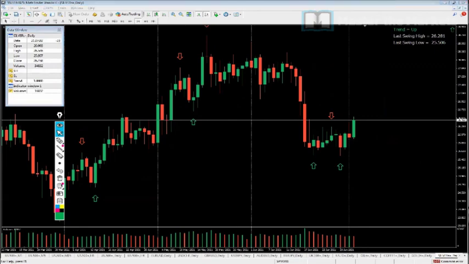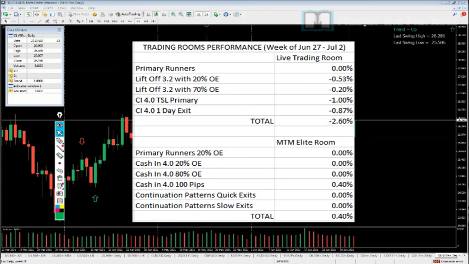Let's pull up the trade performance for this past week. Here we go. No trade for the primary runners in the live trading room. Liftoff 3.2 with 20% OE, a slight loss, negative 0.53%. Liftoff 70% OE, negative 0.2%. Cash in 4.0 TSL primary, negative 1%. Cash in 4.0 one-day exit, negative 0.87%, excuse me. So for a total loss of negative 2.6% if you had entered all of those trades with us.